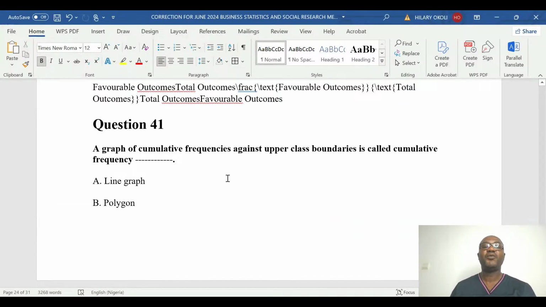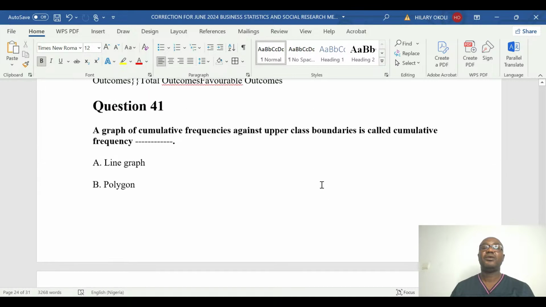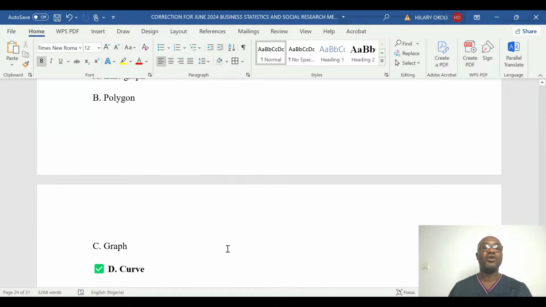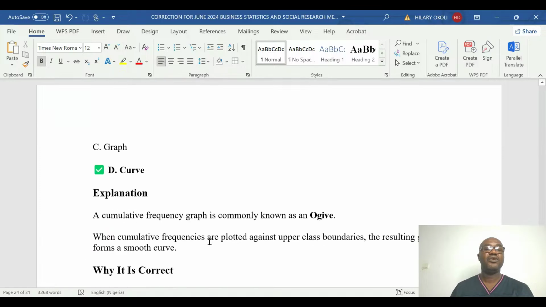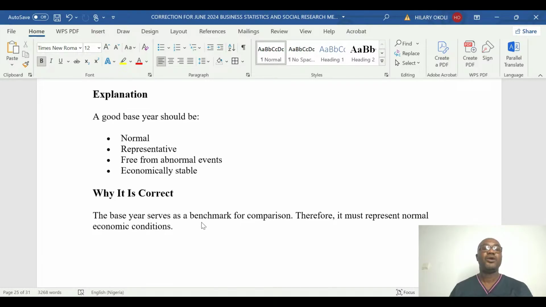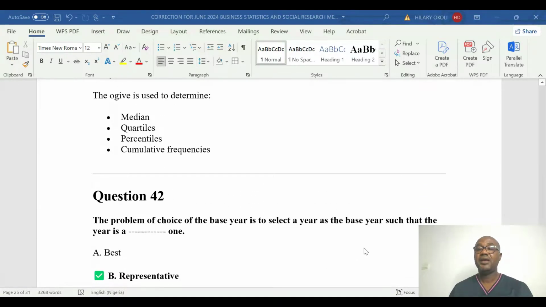A graph of cumulative frequency against upper class boundary is called an ogive, or cumulative frequency curve. Yeah, curve or ogive. So that is where we are.